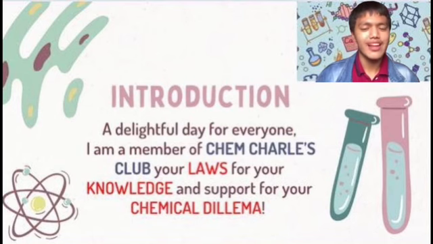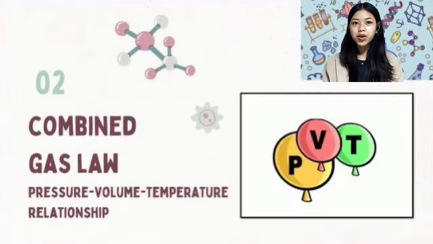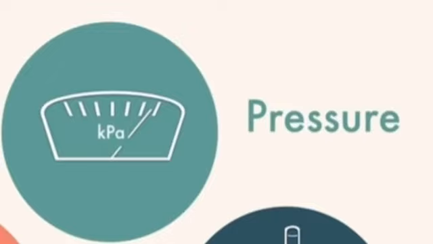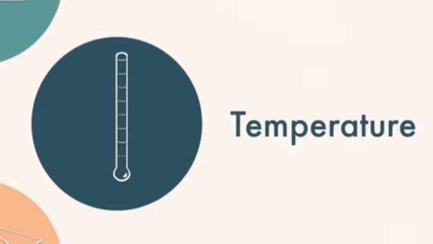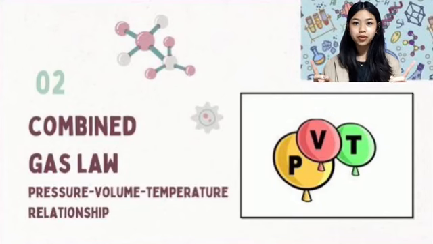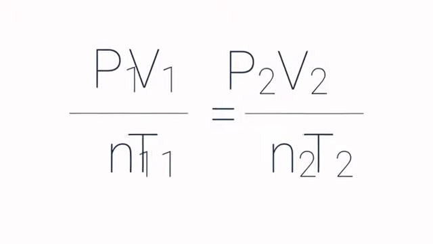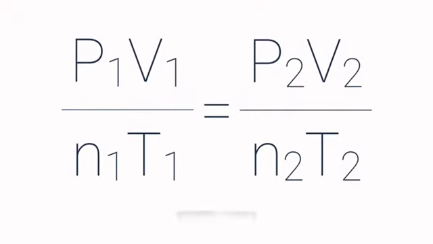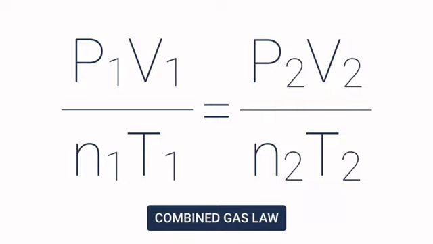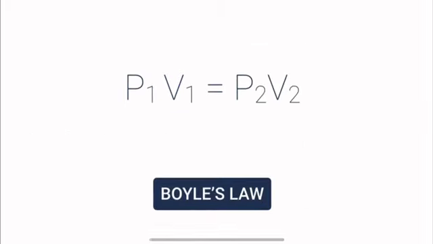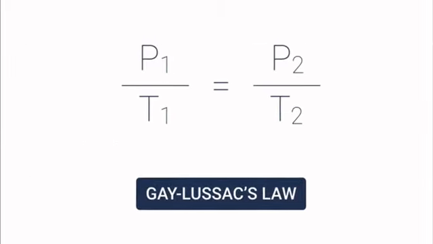We first begin by recalling what the combined gas law is all about. From the word combined, it means the PVT, or the pressure, volume, and temperature, have a relationship with one another. In short, the three major gas laws are being combined: Boyle's law, Charles' law, and Gay-Lussac's law.